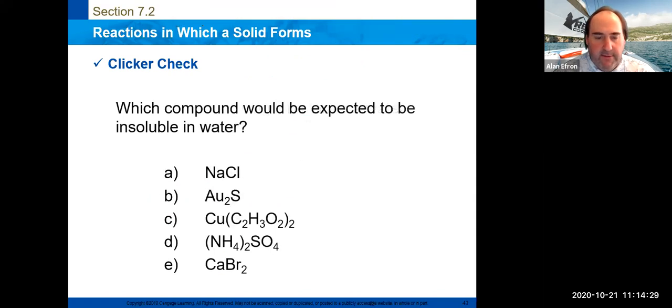Okay, so which compound would be expected to be insoluble in water? Take a second here and try to decide. We're looking for the one that is insoluble, which means we would expect a solid to be formed here.